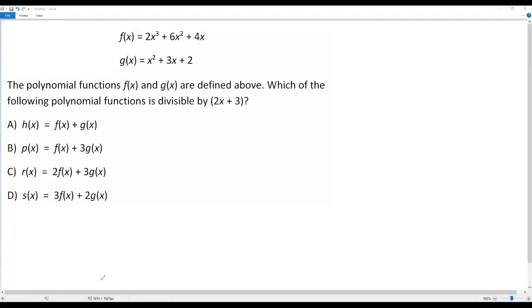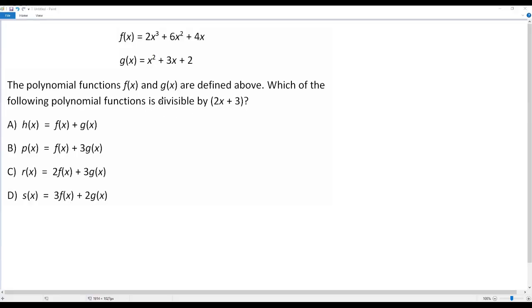Here we have a SAT math question. Okay, let's go to the problem. f(x) equals 2x^3 + 6x^2 + 4x. g(x) equals x^2 + 3x + 2. The polynomial functions f(x) and g(x) are defined above. Which of the polynomial functions is divisible by 2x + 3?